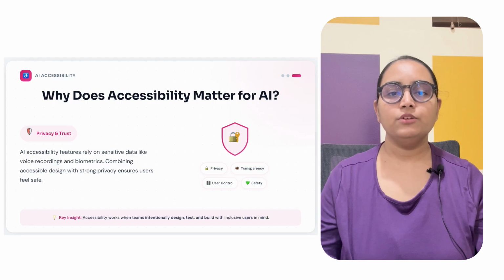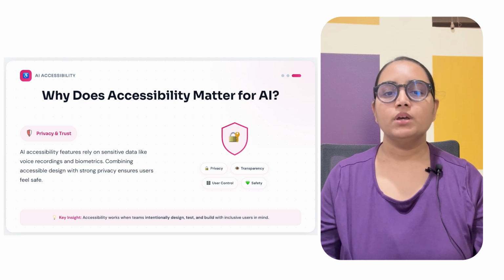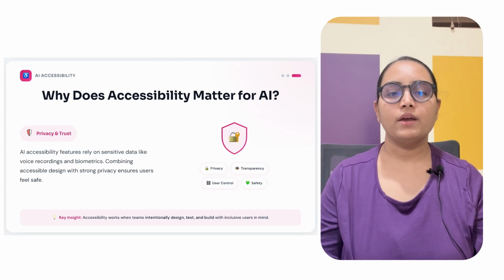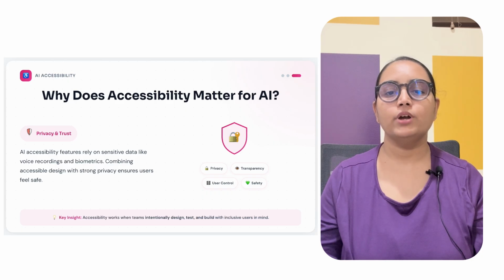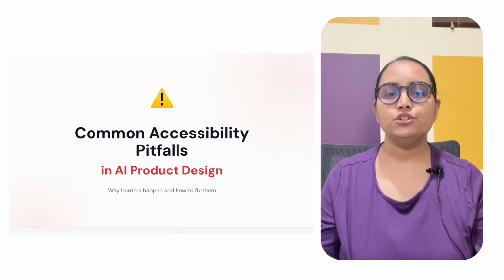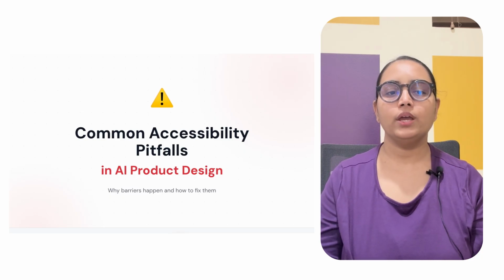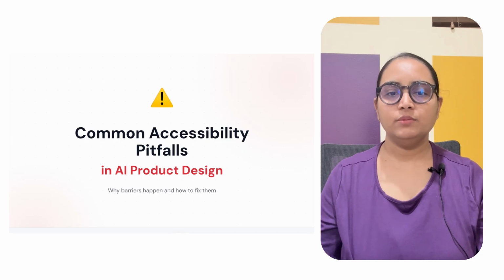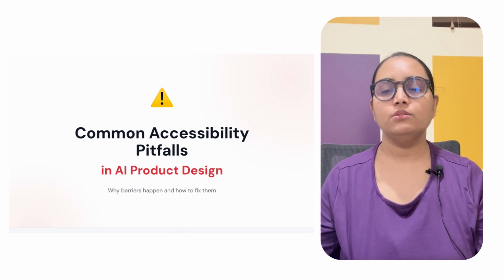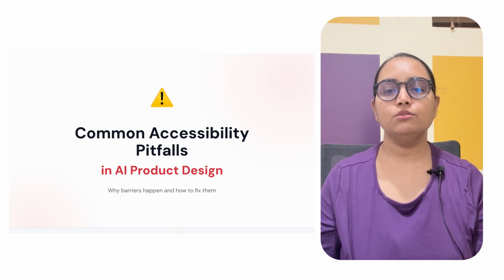Many AI accessibility features rely on sensitive data such as voice recordings, biometric data, or health-related information. Because of this, it's important to combine accessible design with strong privacy, transparency, and user control to ensure users feel safe and protected. Accessibility issues in AI products often happen because teams don't think about how AI-generated content changes dynamically and how it works with assistive technologies. As a result, many users face barriers when trying to use these products.